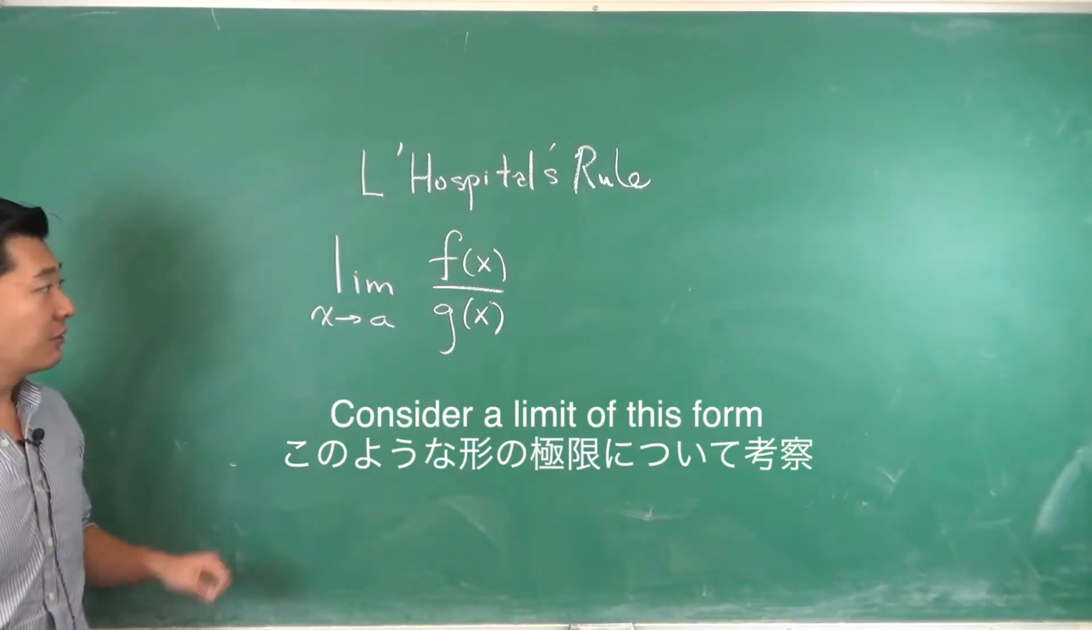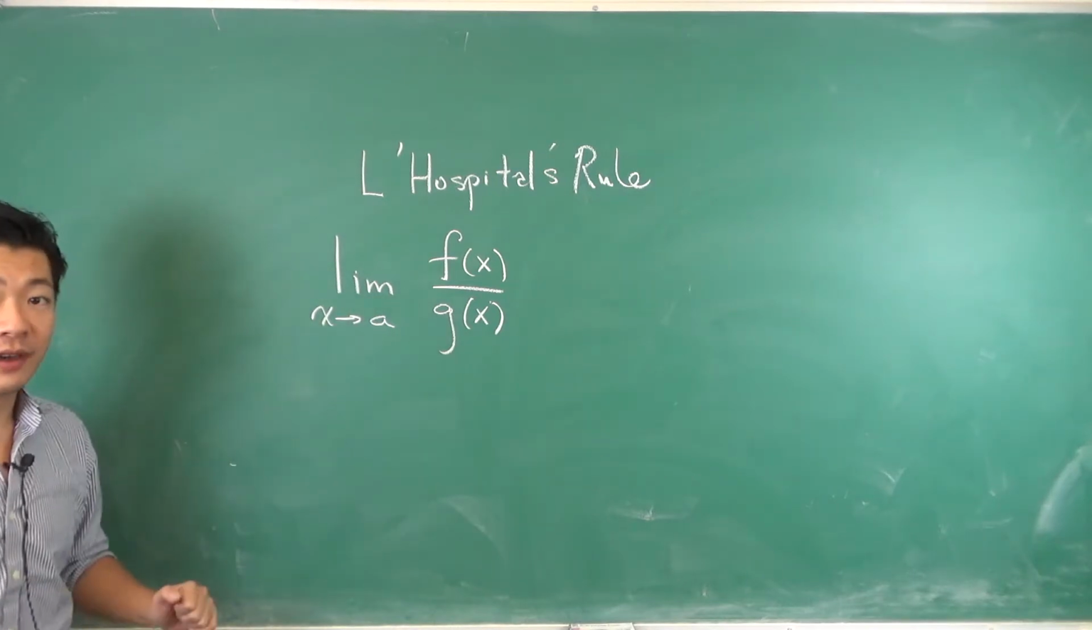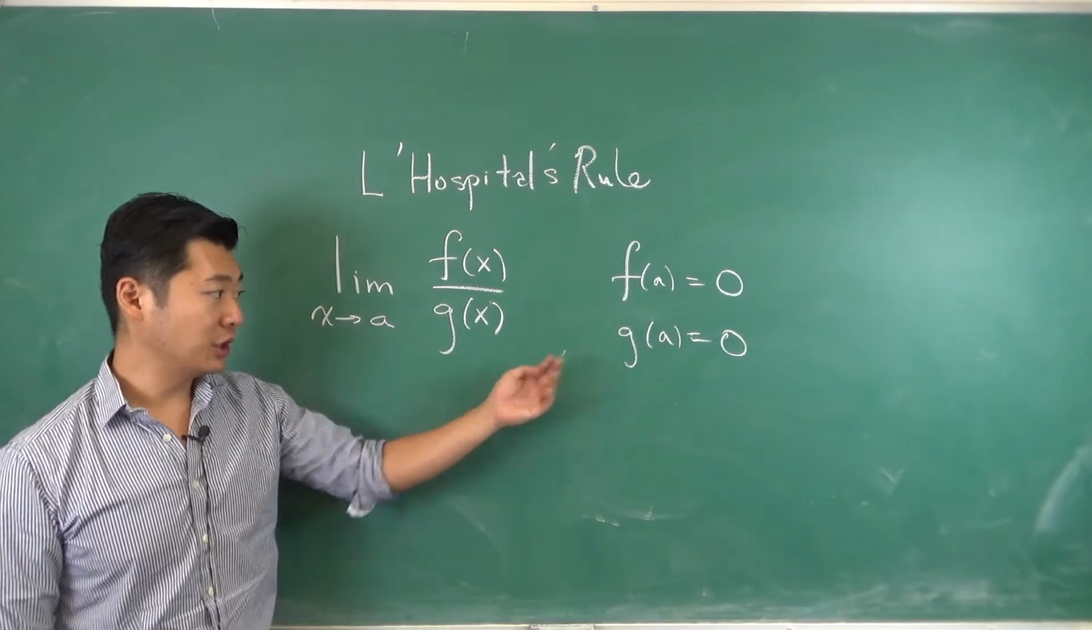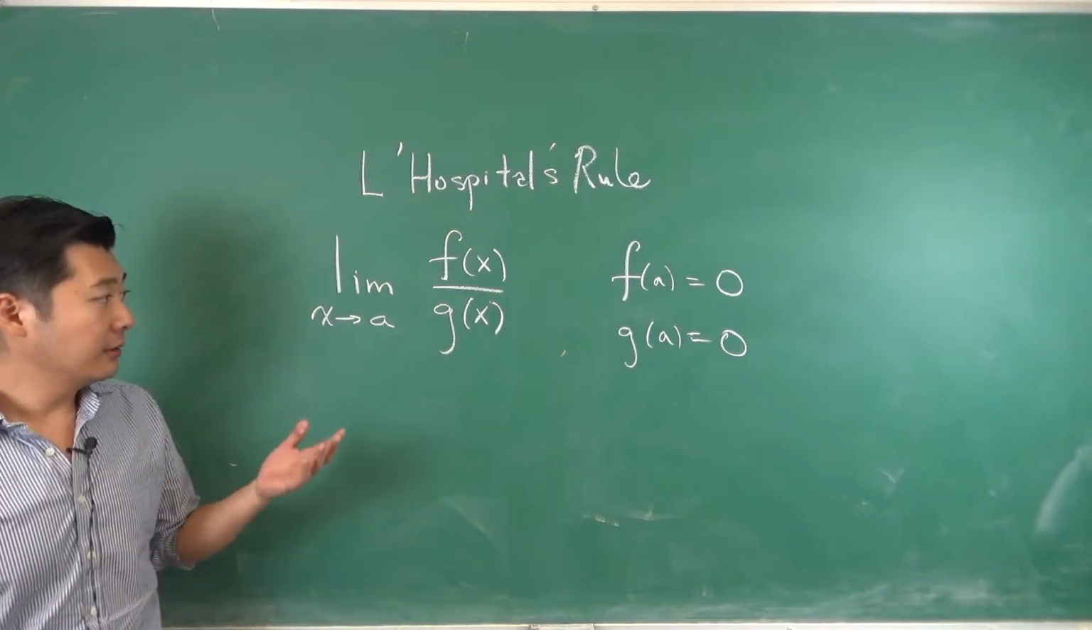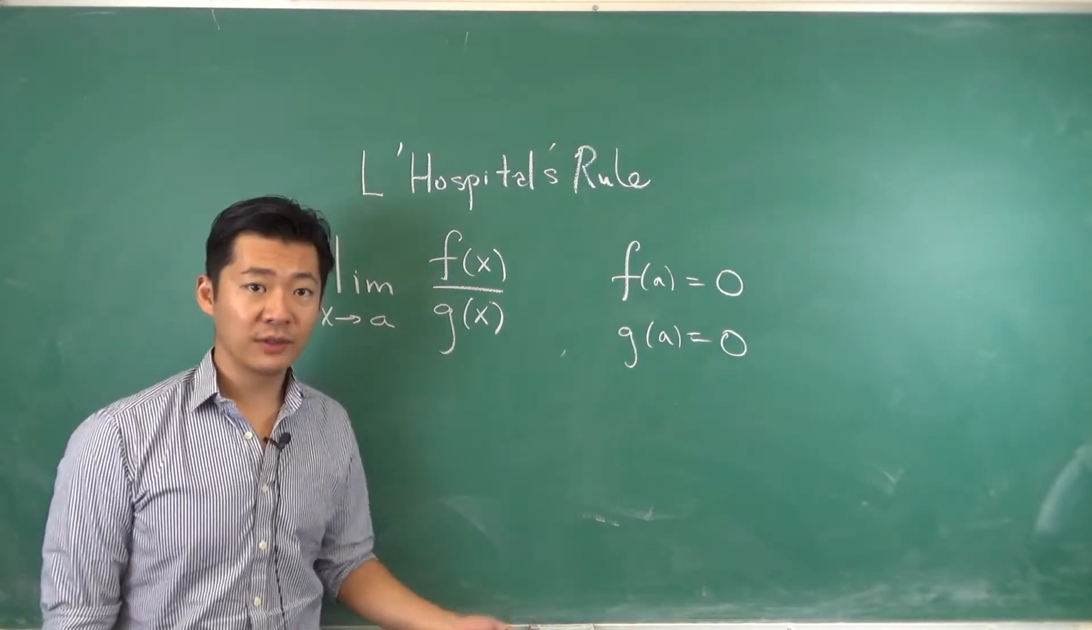Consider a limit of this form: the limit as x goes to a of f of x divided by g of x, where f at a is 0 and g at a is 0. Then, can we compute the limit in some other way involving the derivative?